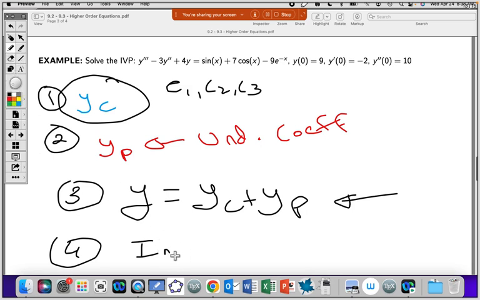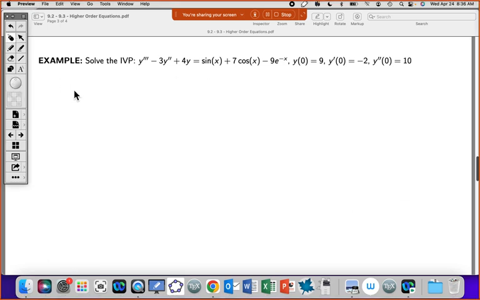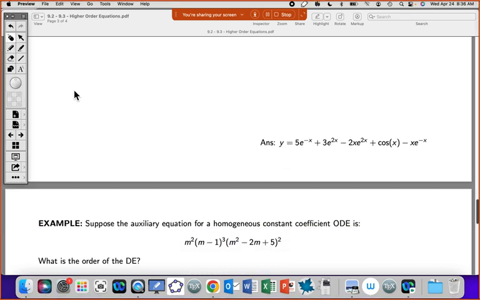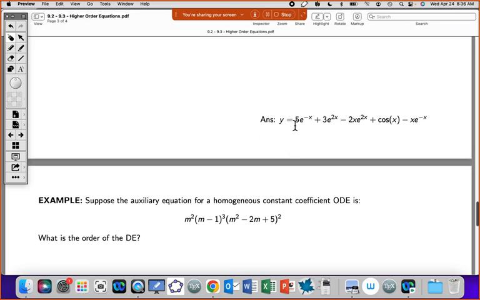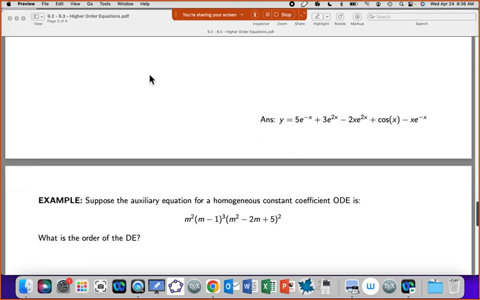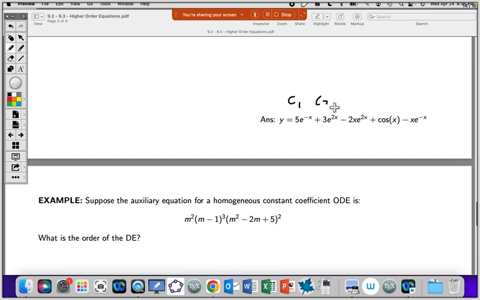Impose initial conditions on the entire function. Okay. Same thing as before. So if you go through all of that, you're going to get your C1, your C2, and your C3 along with your YP. So this was your YP, this was your YC, and now you've determined the coefficients.